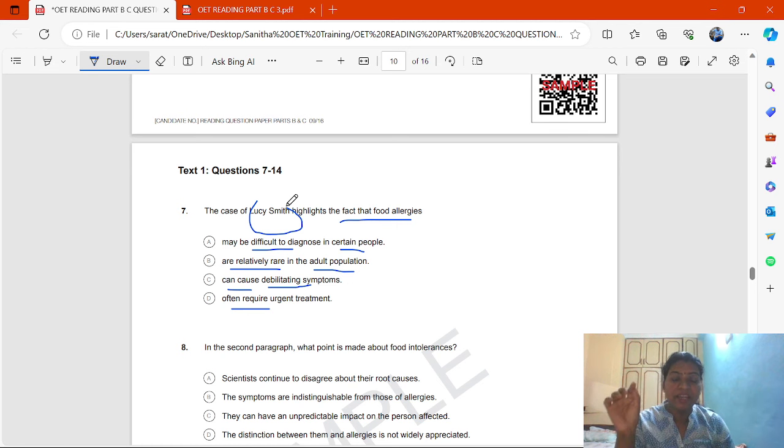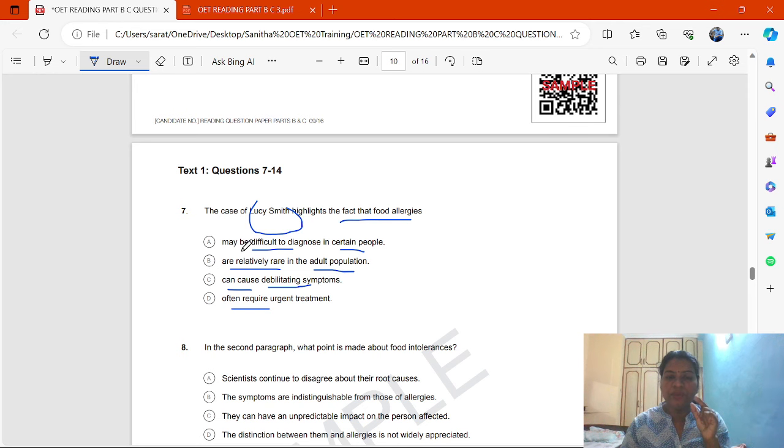We are going to answer the question, not just select any option. We are going to answer the question, and the question's answer will come from the options. So here 4 options will be there, and only one option is correct. So you have to choose the most appropriate option.